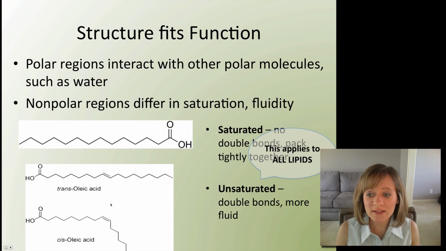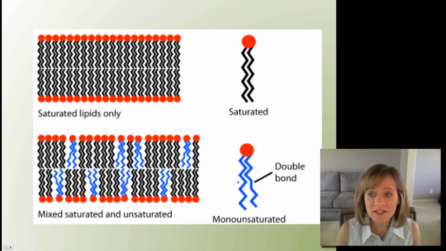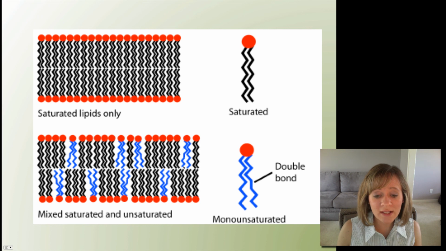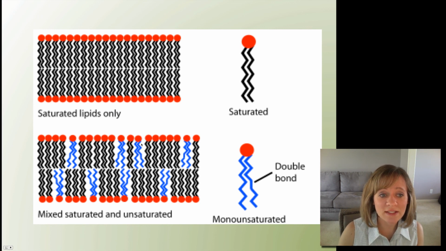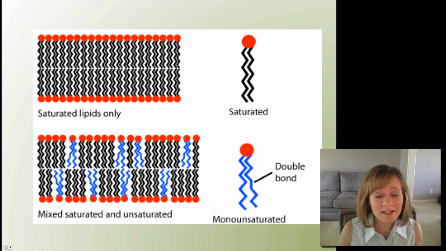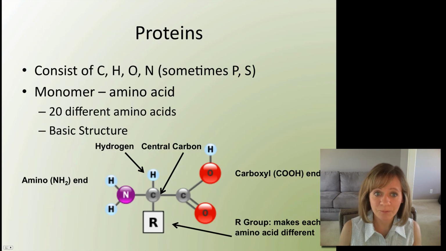Okay, so this applies to all lipids. Saturated, no double bond. Unsaturated, yes, double bonds. It's good to have a mix of saturated and unsaturated so that your membrane remains fluid, and we'll look at that when we look at cells. But if it's saturated, those membranes, those phospholipids are too tightly together.